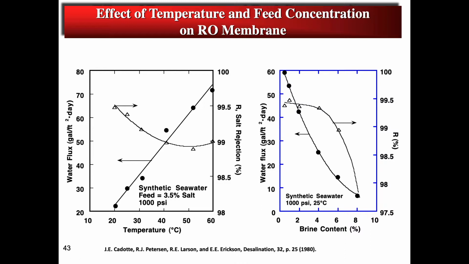The dependence on salt content is that as the salt content of the feed water goes up, the water flux comes down. Essentially, the more salt there is in the water at a given operating pressure, the lower the water flux will be, because the water flux depends on the delta P minus the delta pi, the osmotic pressure difference. And as water flux comes down, then salt rejection also comes down with it.